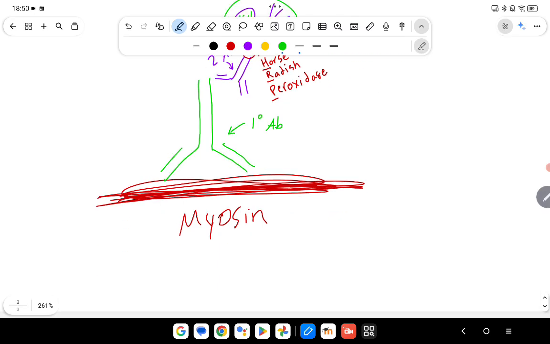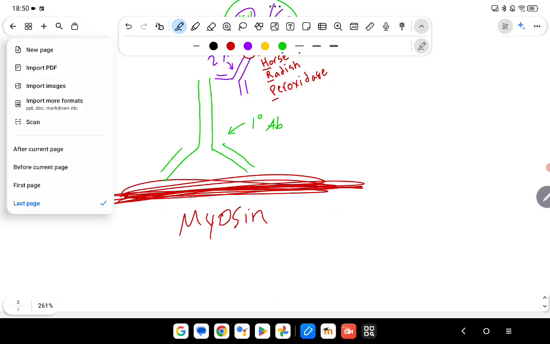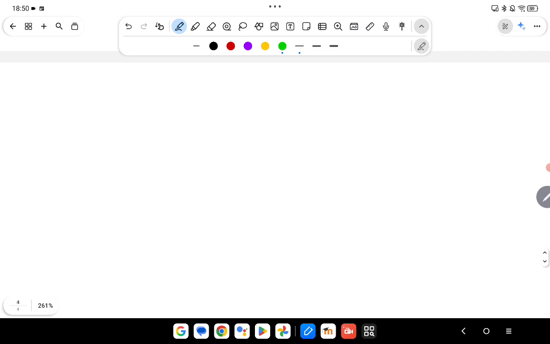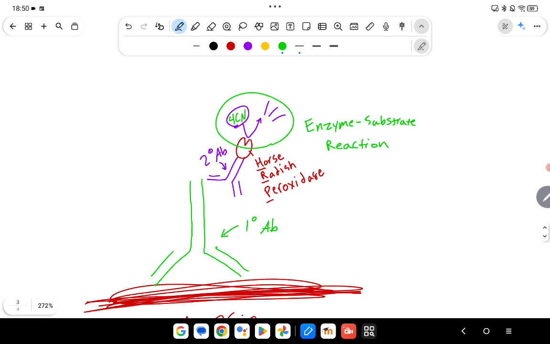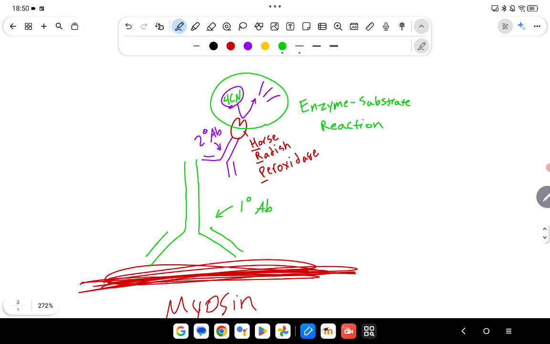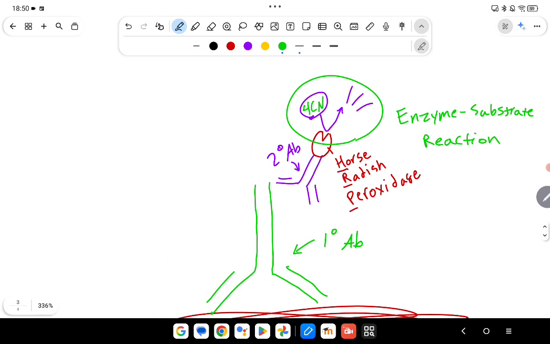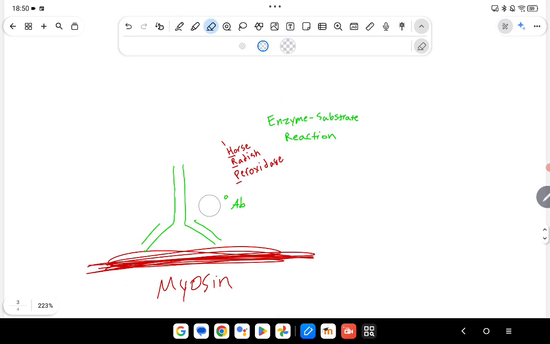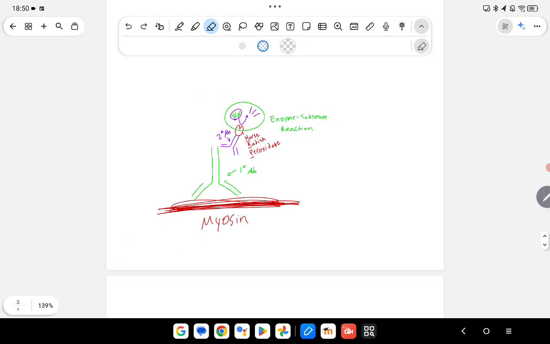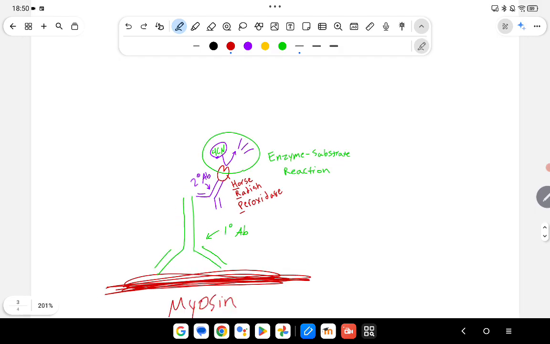Next. One more concept I want to go over with this. The reason we do secondary antibody attached to the enzyme, instead of just doing the primary attached, like the reason we don't have this... Actually, you know what? I'm going to draw a comparison.